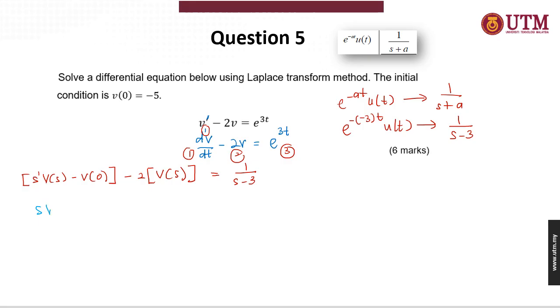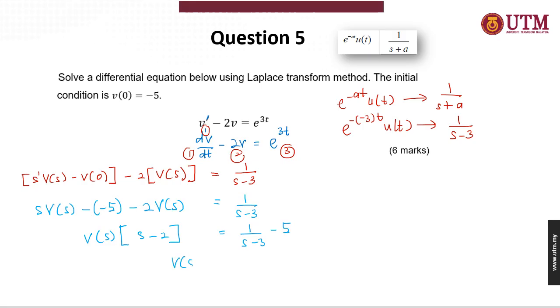So in this case, s vs minus v0, which is negative 5, minus 2vs equal to 1 over s minus 3. So now you need to get the equation for vs. So vs in the bracket s minus 2 equal to 1 over s minus 3, minus 5. Okay, next what is vs? So vs equal to 1 over s minus 3, s minus 2, minus 5 multiplied with s minus 3.